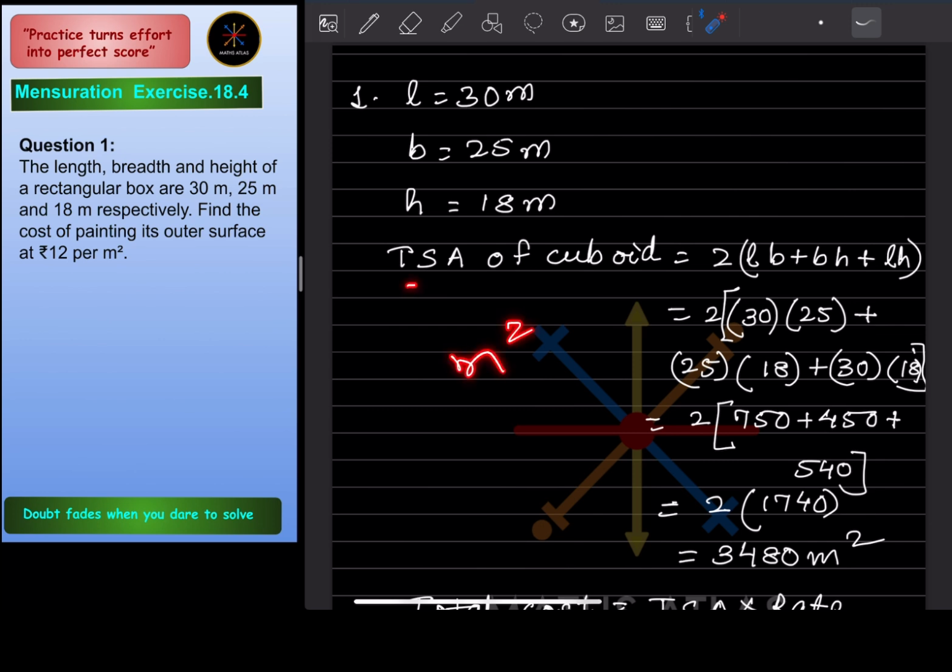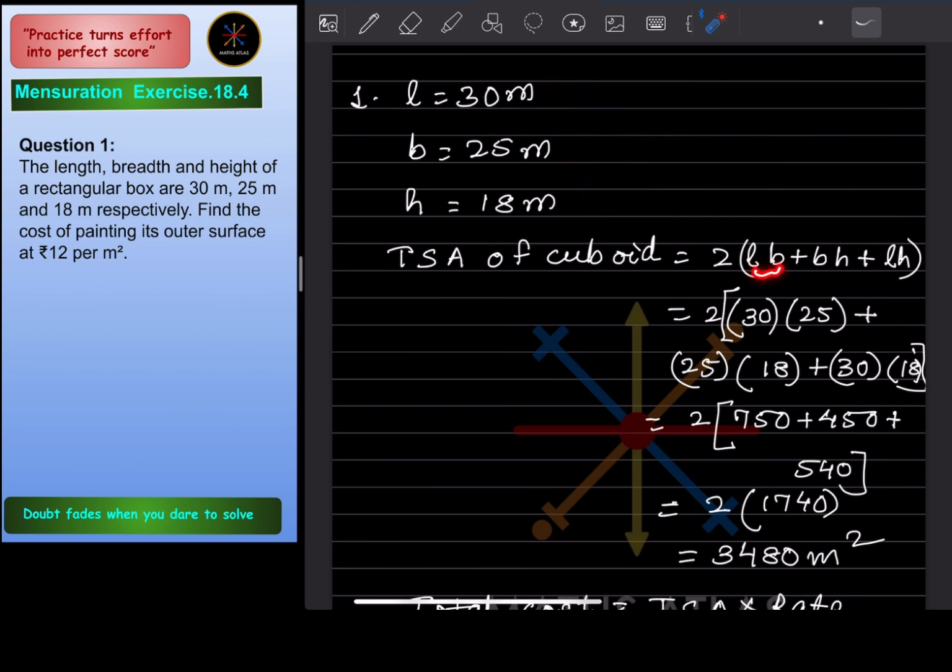So first let us find the TSA, the total surface area, because these dimensions are of a rectangular box. So this is the cuboid. The formula for the total surface area of a cuboid is this. Now let us plug in the values, the length, breadth and height. So this is how to remember this formula.